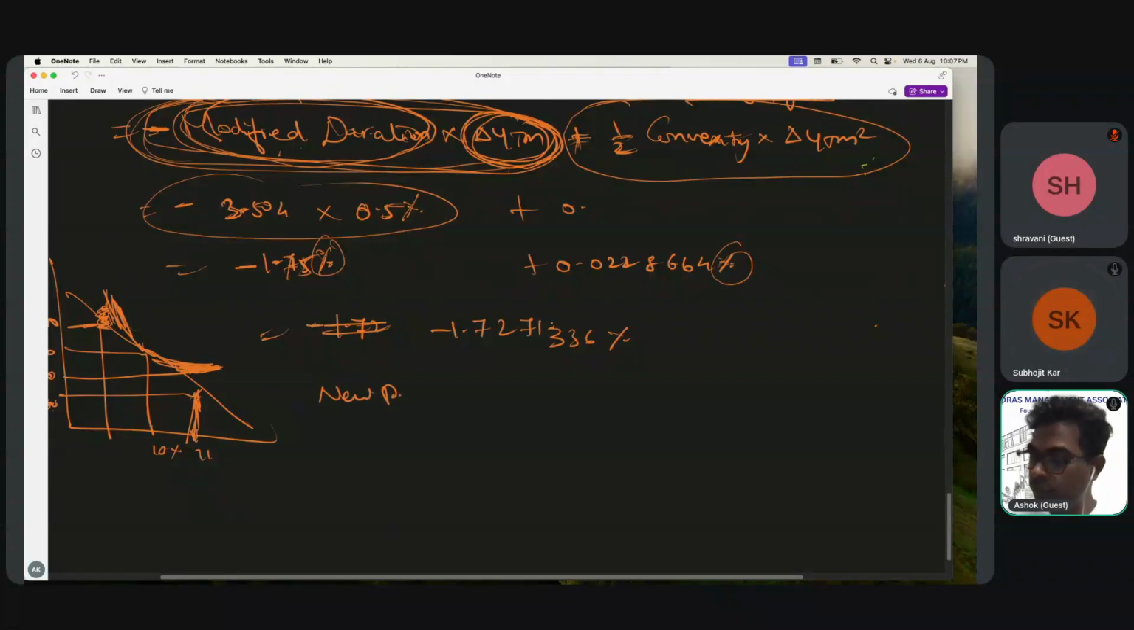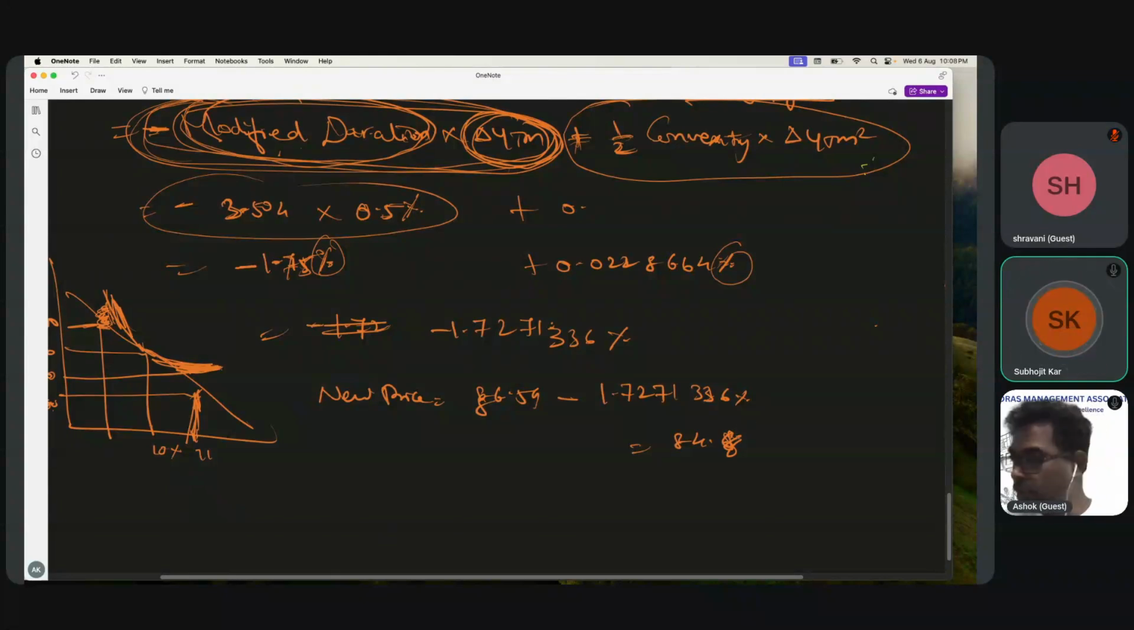Yeah. So now the new price is 86.59 minus 1.7271336 percentage. So that you get 84.86286664. So yeah, that's it. This is the new price.